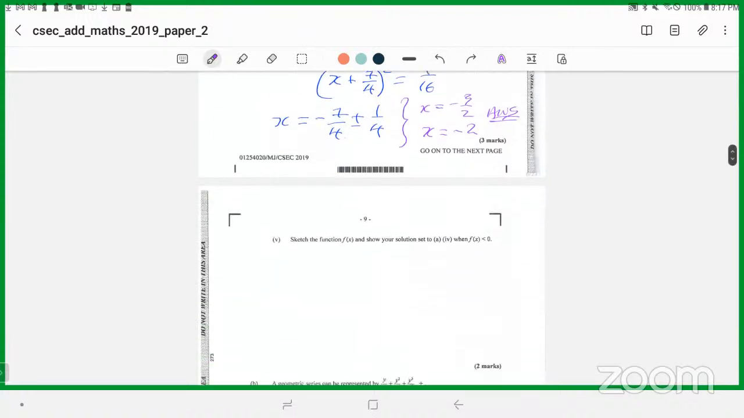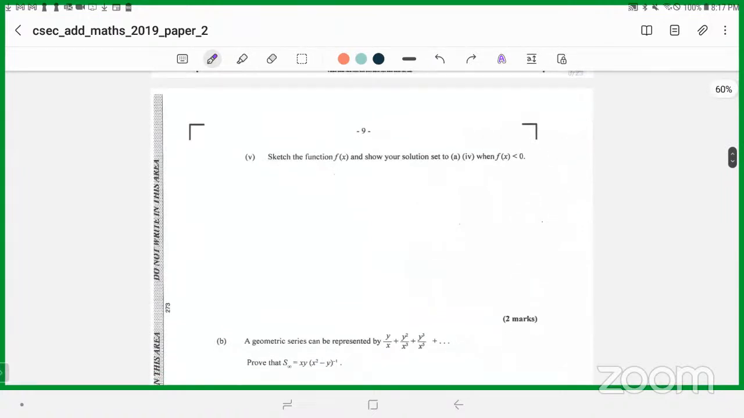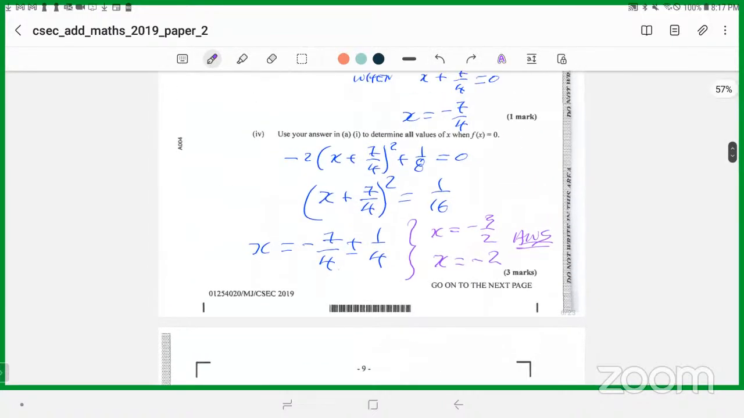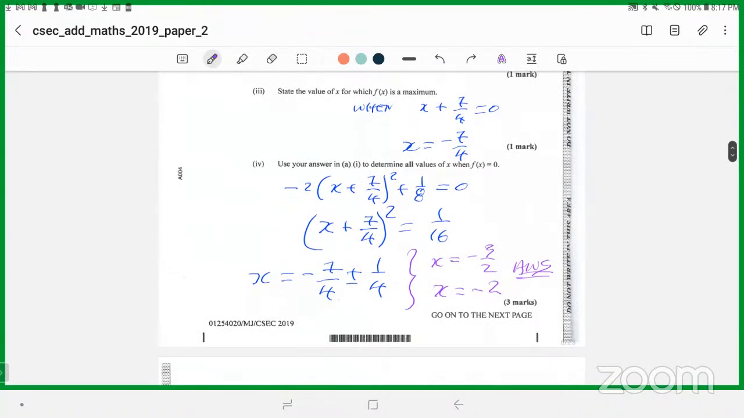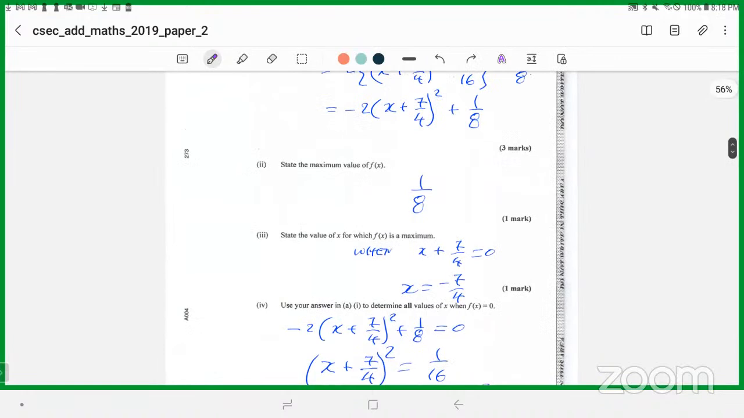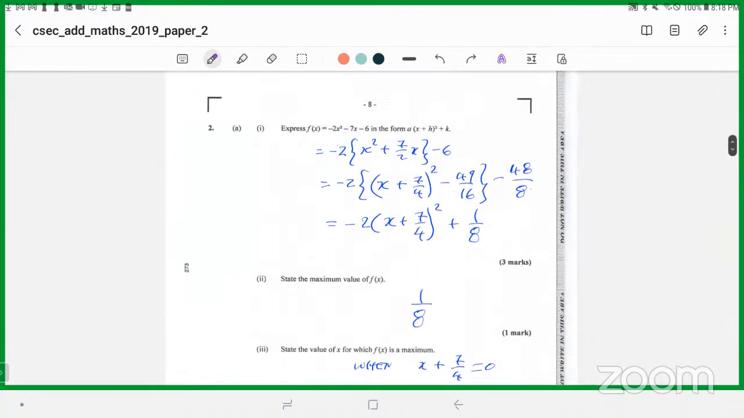All right, let's continue. Then it says now, sketch a function and show the solution set for f of x less than 0. Now remember, this is going to be between the two roots. F of x less than 0 is between the two roots. And it's a maximum function, so it's going to be a frown. Yes, it is a frown.